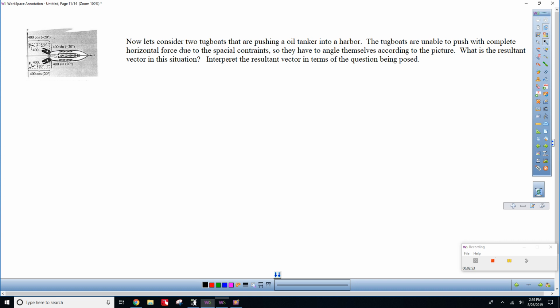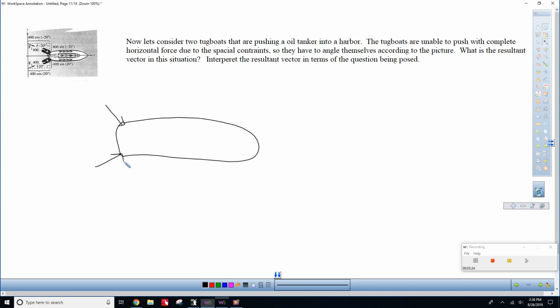Now let's consider two tugboats that are pushing an oil tanker into a harbor. The tugboats are unable to push with complete horizontal force due to the spatial constraints. Basically, these tugboats can't get right behind the boat because they would run into each other. So if I could just expand the picture, they've got to push at an angle. Luckily these tugboat captains are smart, so they're pushing at a symmetric angle.